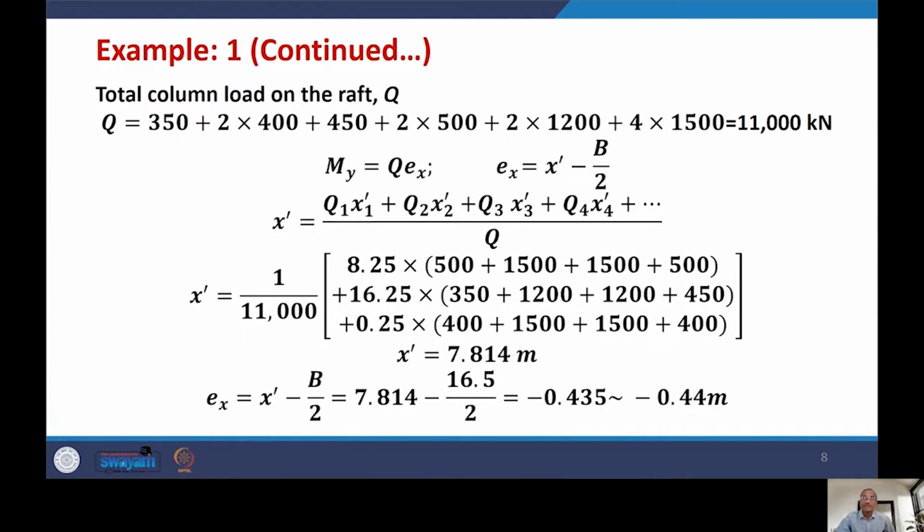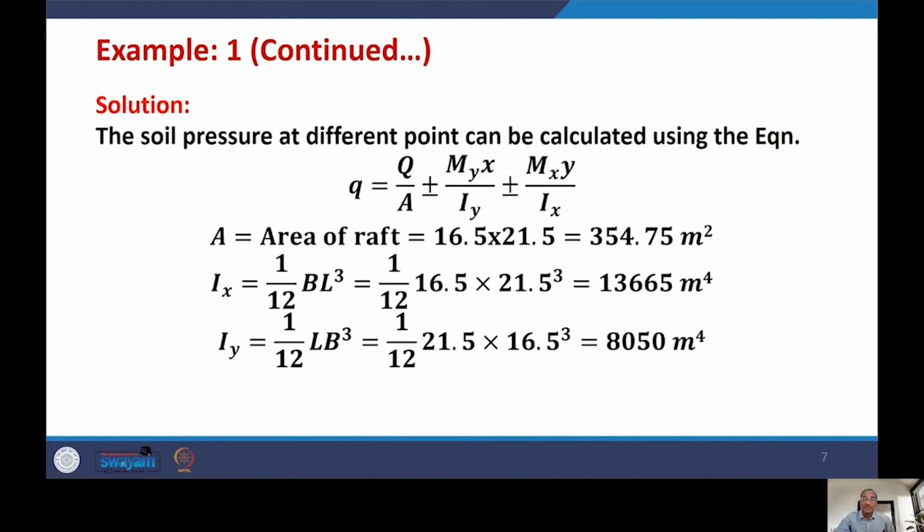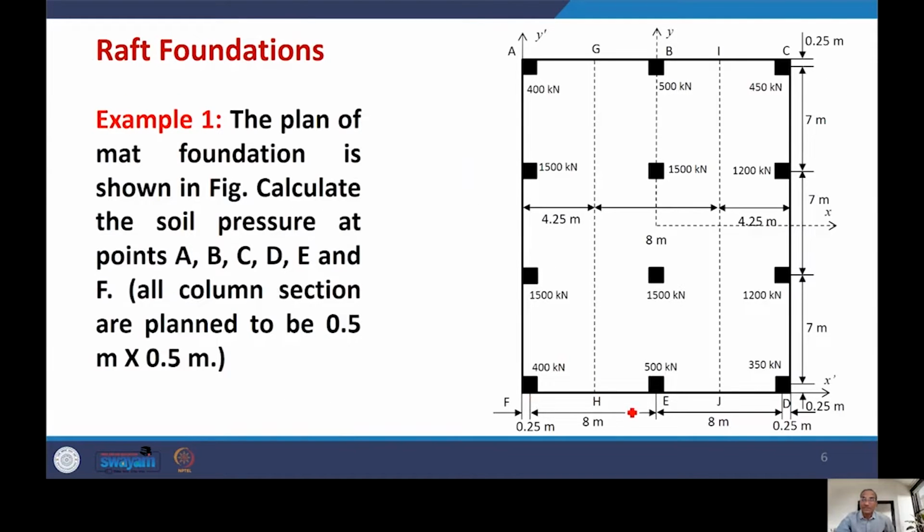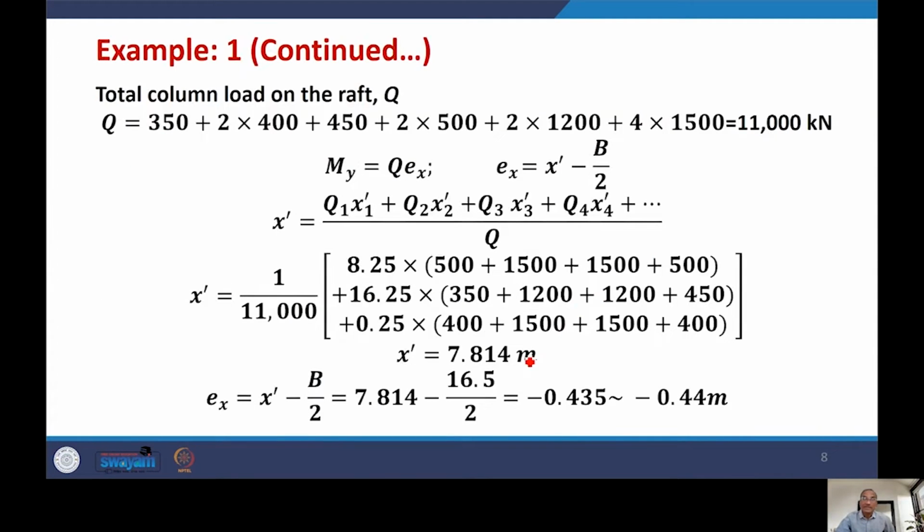That means the location of the centroid with respect to this is at 7.8, so it will be somewhere here. Then you subtract B by 2, where B is 16.5 divided by 2. With respect to the centroid, this is on the left-hand side, that means negative in the X direction, minus 0.435, or roughly 0.44 meter. Negative means it is on the left-hand side of the center. Similarly, you can calculate the value of Ey also.